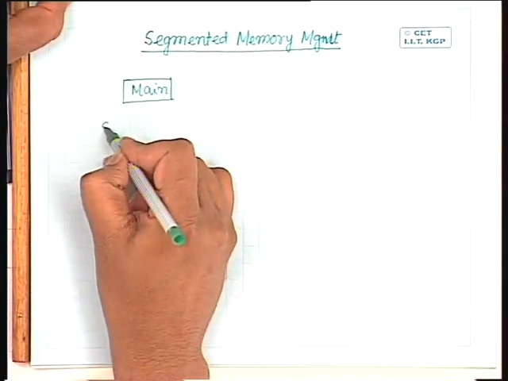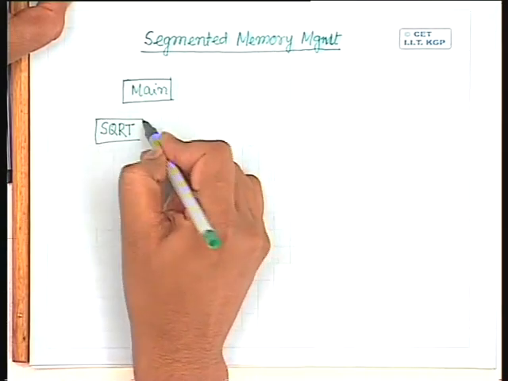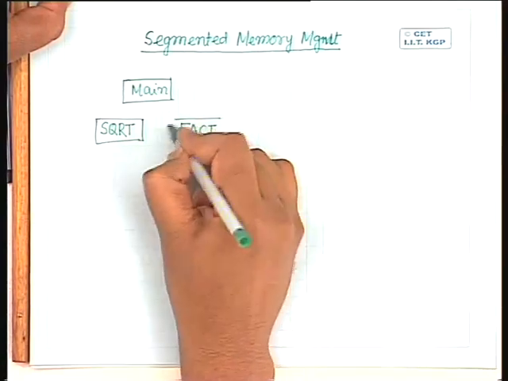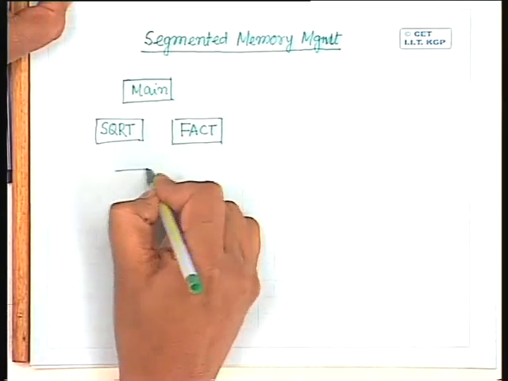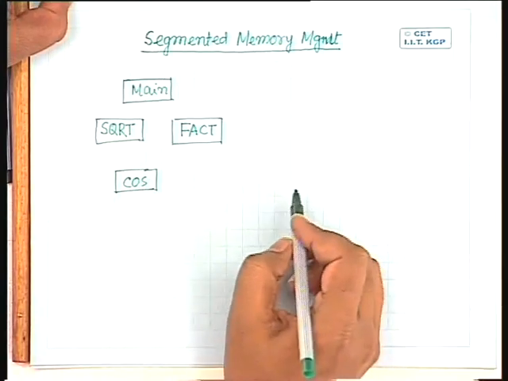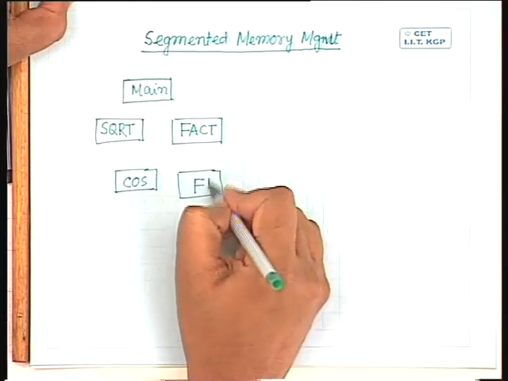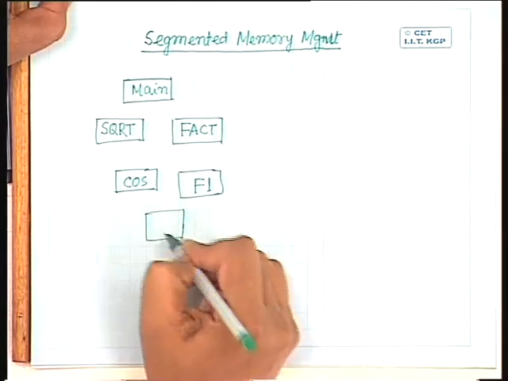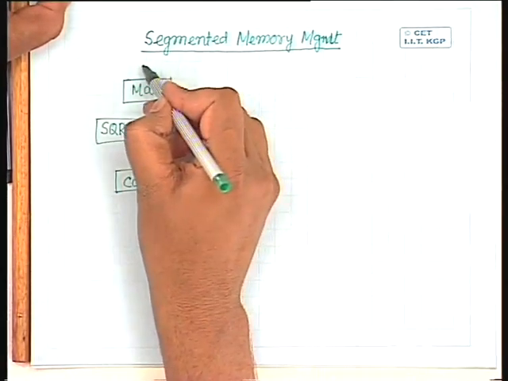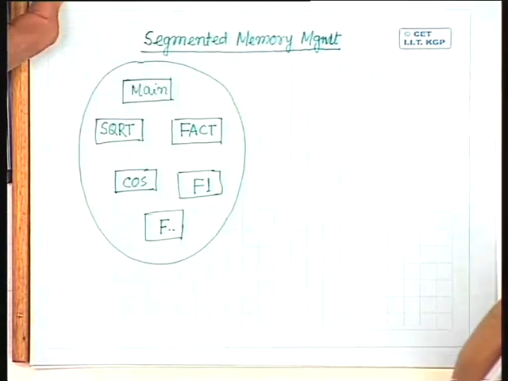Okay? Maybe you have a function called square root. You can have a function called, maybe say, factorial. You can have a trigonometric function, maybe finding out cosine of some angle. You can have some function, say f1, and there may be various such functions in your program. Okay. Now all these functions taken together, they form the logical address space of a user program.